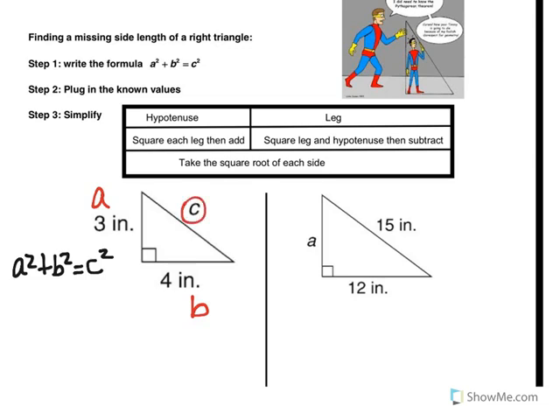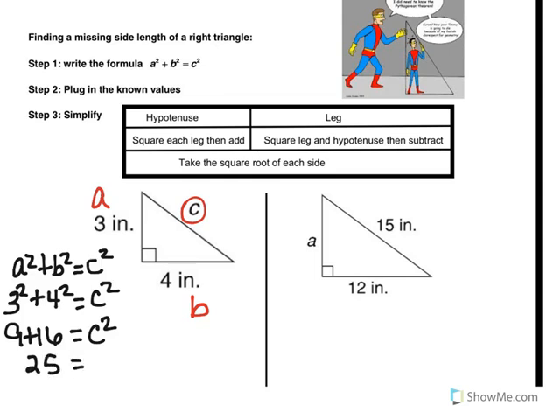Then you want to plug in known values. So I know A is 3, so I'm going to replace it with 3. B is 4. And C, I don't know. That's what I'm looking for. Simplify just means to work any math that you can do. 3 times 3 is 9. 4 times 4 is 16. And I have c squared. On the left, I still have some math I can do. I can add 9 and 16, which is 25. And on the right, I still just have c squared.